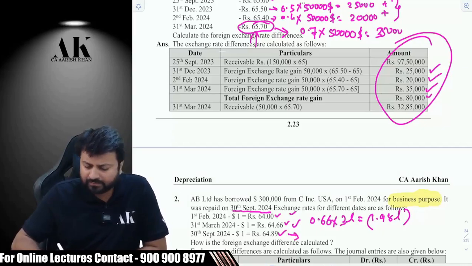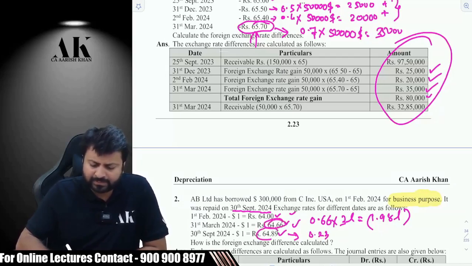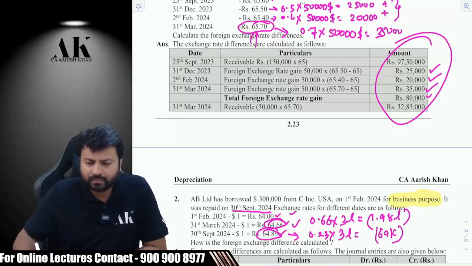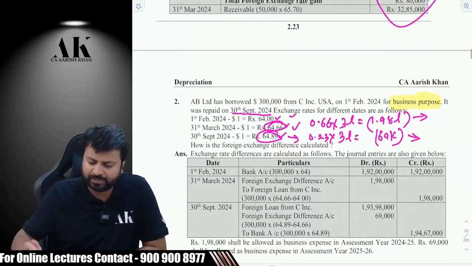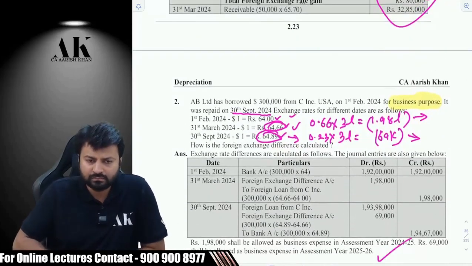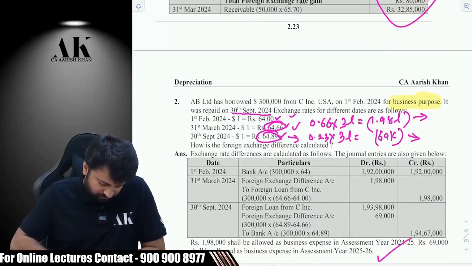Now, on the date of payment, further there is a loss. How much loss? 0.23. Correct? 64.66 minus 64.89. Clear or not? Into 3 lakhs. How much is the loss? 69,000 is the loss. Is it clear? Now, the first loss will be recognized in which year? In the first year. And the second loss will be recognized in which year? It will be recognized in the subsequent year. That is in the year of payment. You can see this please over here and you can read the treatment below. Is it clear?